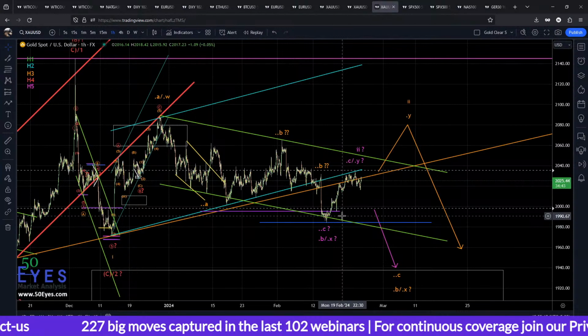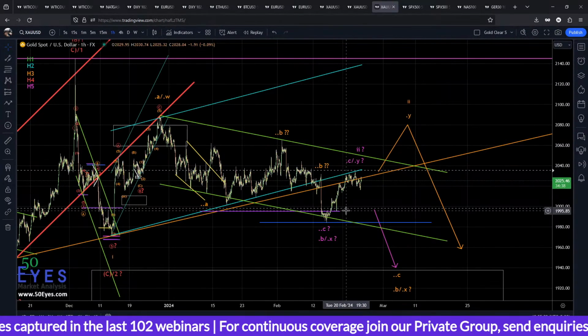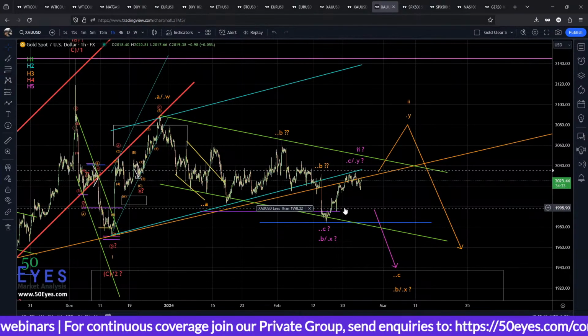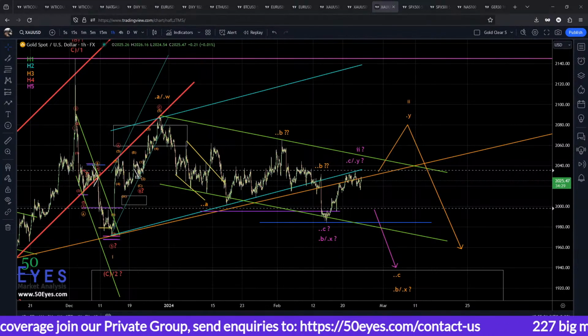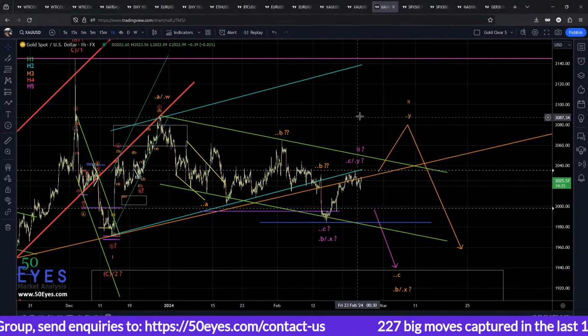So it never broke below 1990. So the short or the hypothesis 2 never got triggered, and then it played along as per hypothesis 1. So basically it worked out as per our analysis, or the main count at least. Now let's see what it's doing right now.